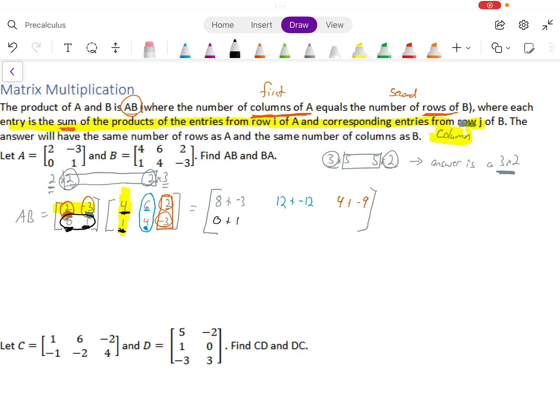And now we go to our second column. So we're going to do the circled black over there and the circled green. So 0 times 6 is 0 plus 1 times 4, which is 4. And we're on our last one now. We're still going to go with the 0 and 1, and we're going to go with the third column. So 0 times 2, plus 1 times -3 is -3.